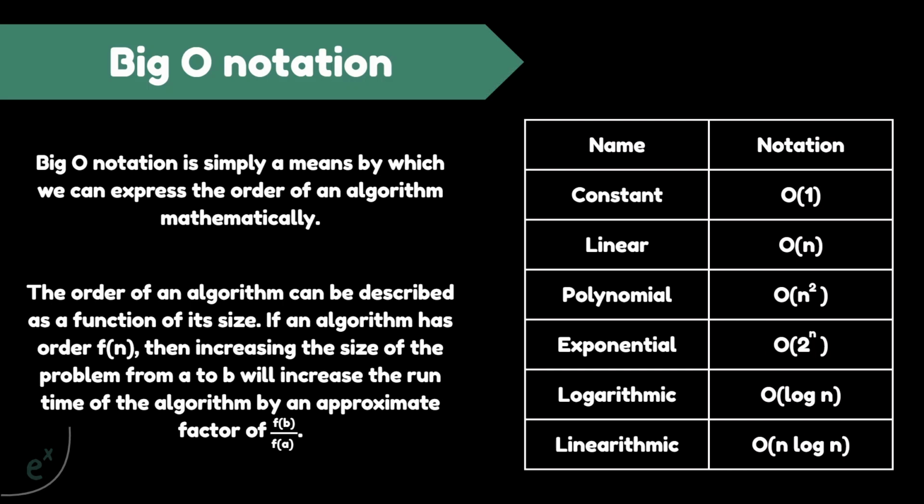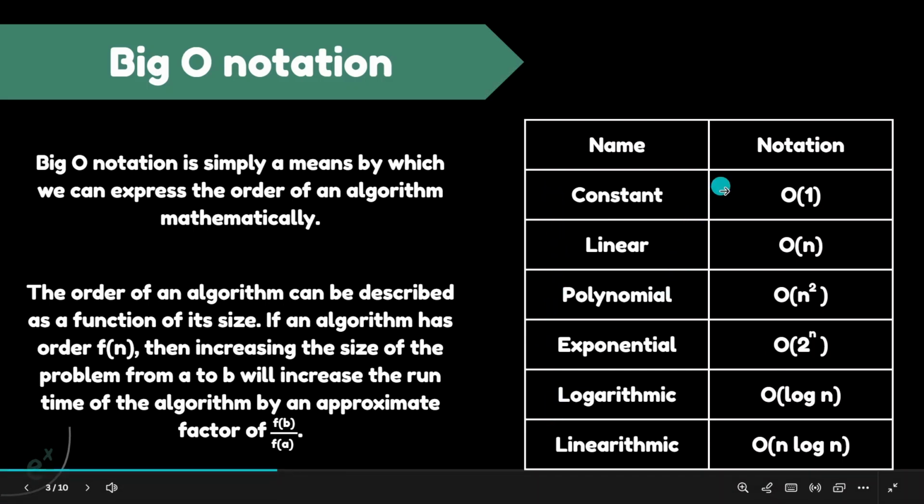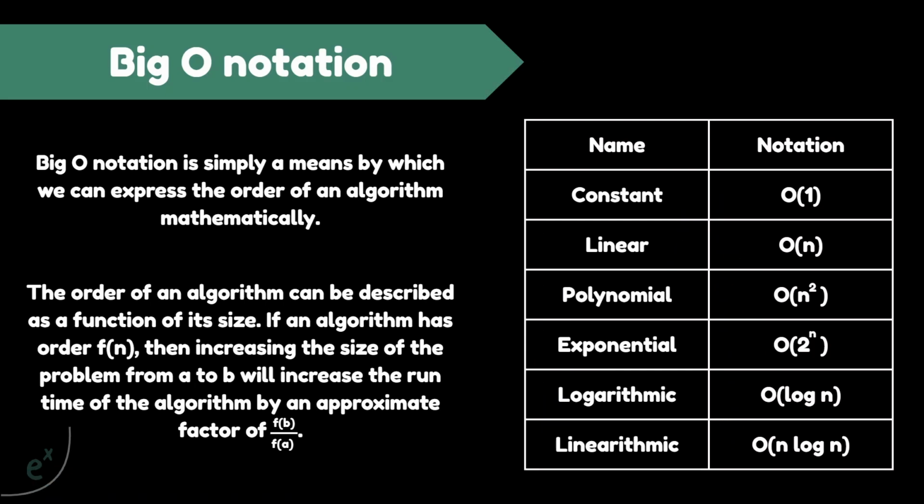Big O notation is simply a means by which we can express the order of an algorithm mathematically. To the right we have a set of common orders of algorithms and their corresponding Big O notations. The order of an algorithm can be described as a function of its size. If an algorithm has order f of n, then increasing the size of the problem from a to b will increase the runtime of the algorithm by an approximate factor of f of b over f of a.